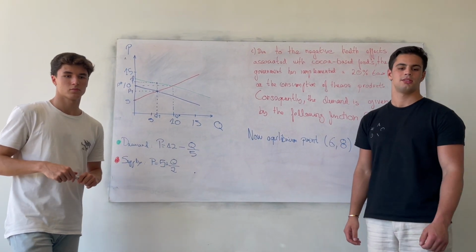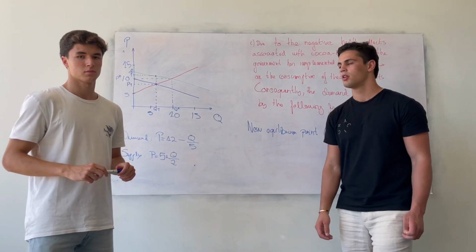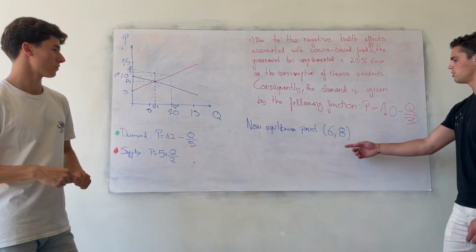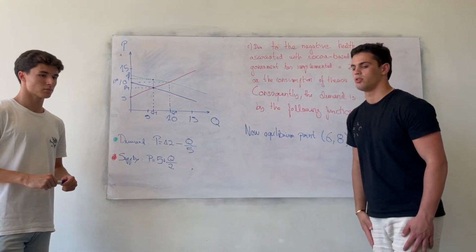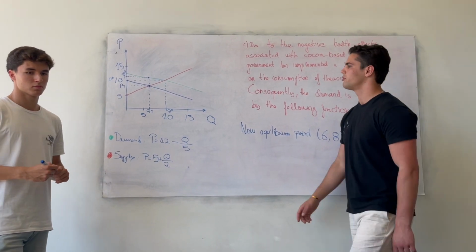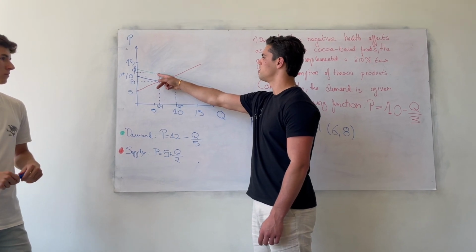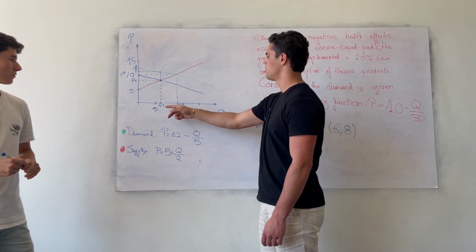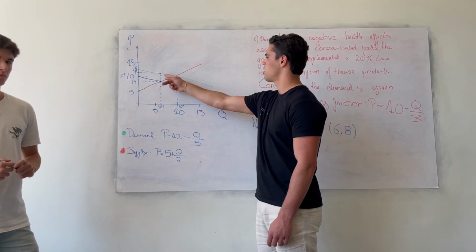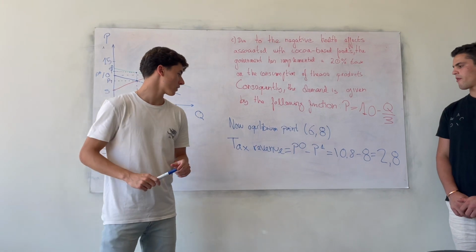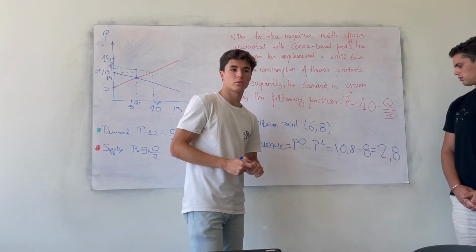So this new exercise asks us to compute the tax revenue for each unit of cocoa sold, and like done previously, you have the new equilibrium point with the new demand function. To compute this tax revenue, we have to subtract the new price, P1, from the old price, P0, which was obtained by substituting the Q1 in the previous demand function. So we have done the calculations, and as you can see, 10.8 minus 8 is 2.8.